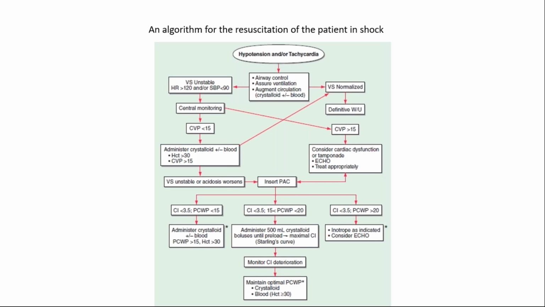If the patient is unstable, that is heart rate is more than 120 and systolic blood pressure is less than 90, look for CVP, central venous pressure. If it is less than 15, go for administering the crystalloids. If CVP is more than 15, then you cannot provide crystalloids to the patient until you assess the cardiac function, cardiac dysfunction, or whether the patient is in tamponade.